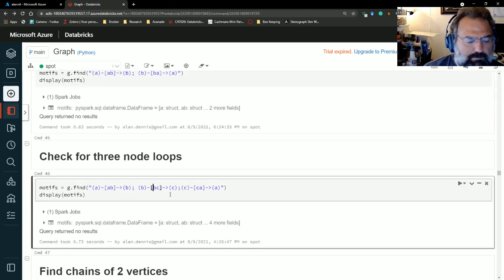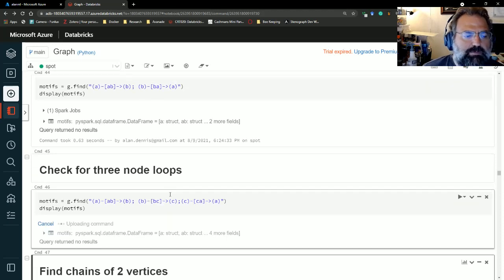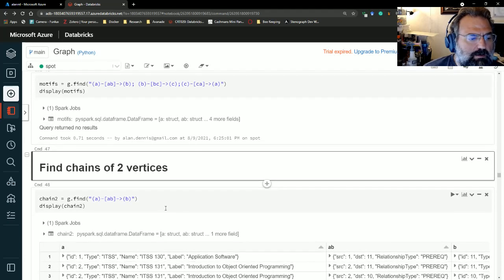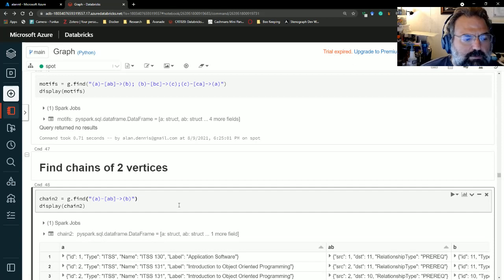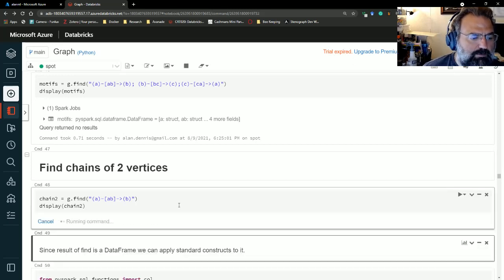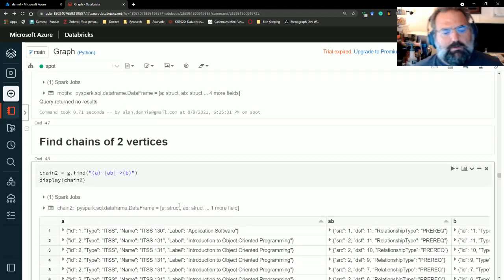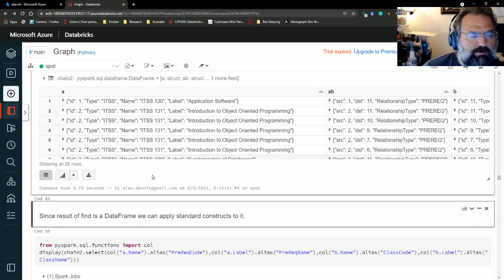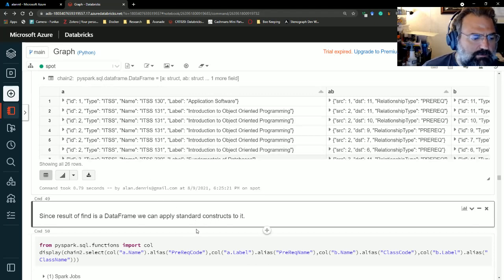You can also check for a loop of 3 nodes. So maybe A points to B, B points to C, C points back to A. That would also be undesirable, because it implies a cycle inside of it. You can also look for things where something is necessary for another. So a chain that contains 2 vertices, there are going to be quite a few of those. In this particular case, pretty much anywhere there's a prerequisite, it's going to be in the list. So there are 26 prerequisites, and that's likely also the count of our edges.